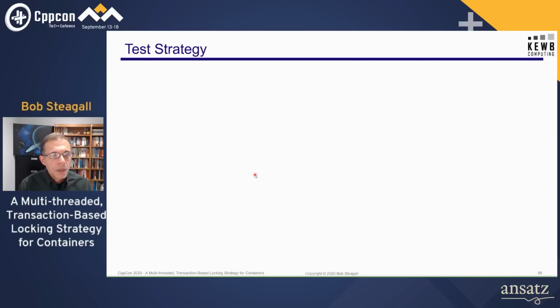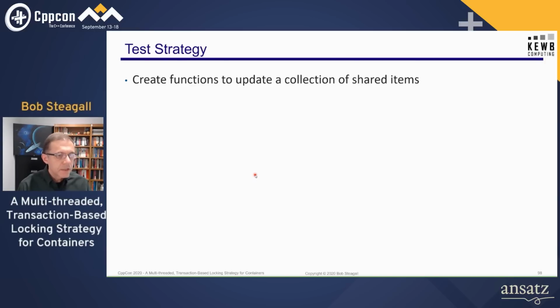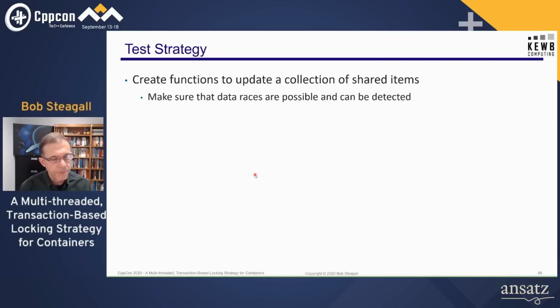So let's outline our test strategy. We need to create some functions that are going to update a collection of shared items, right? We want to make sure that, having done this, we write our data in such a way that race conditions are possible if our algorithm is invalid. So we want to make it easy to detect race conditions.